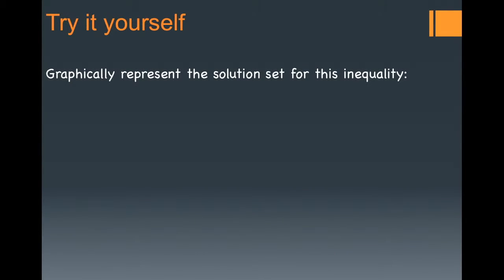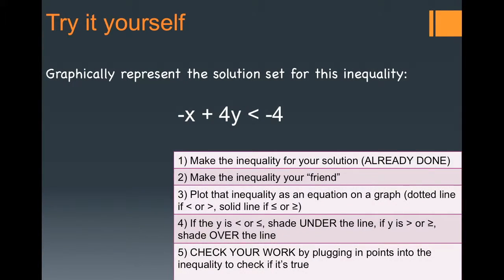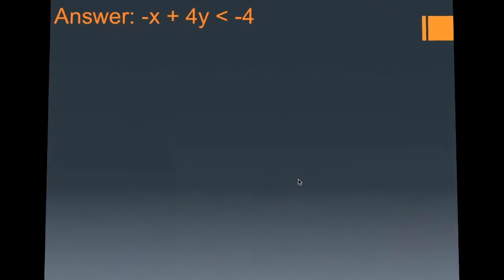Graphically represent the solution set for this inequality. I don't give you a word problem, I just give you the inequality: negative x plus 4y is less than negative 4. And just to give you an idea again of what our steps are, here they are. Step 1 was to make the inequality for a solution. It's already been done, it's given to us. Number 2, make the inequality your friend. So that's our second step, so let's do it.